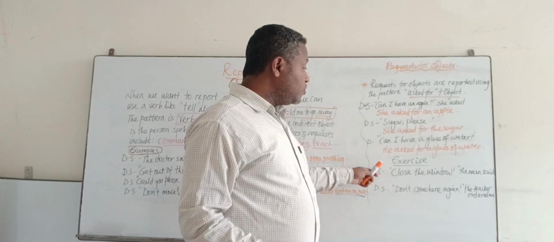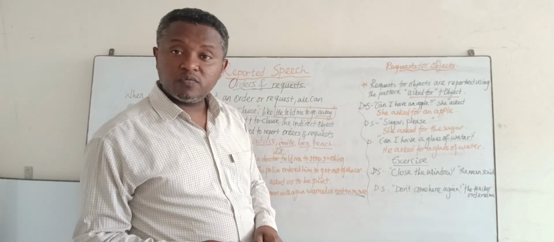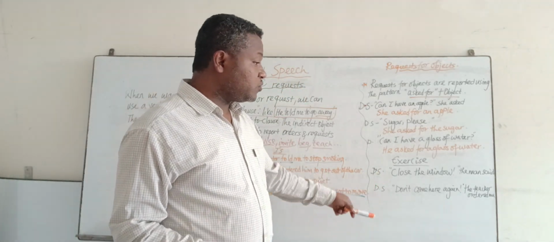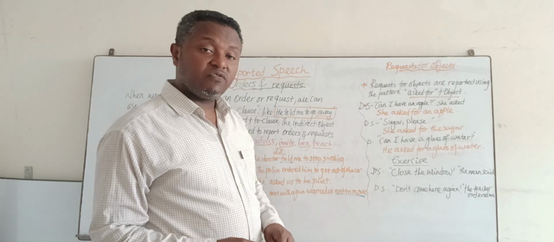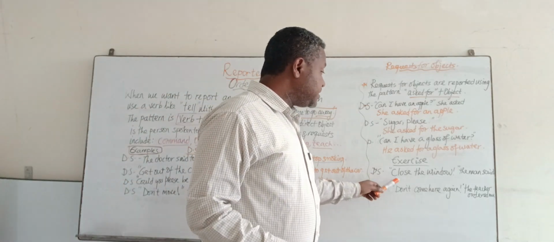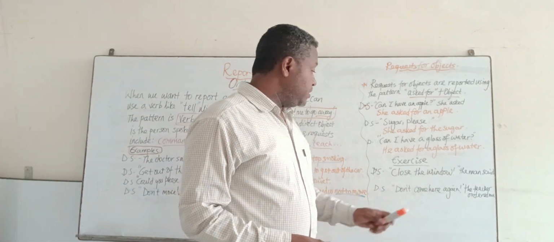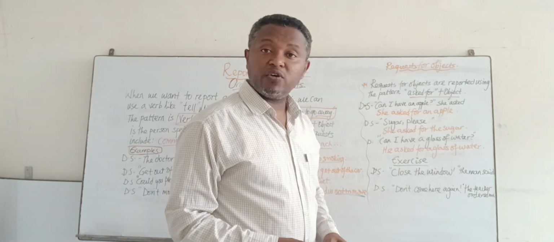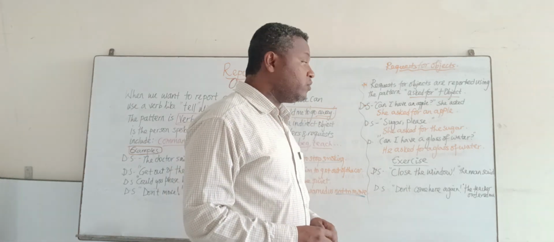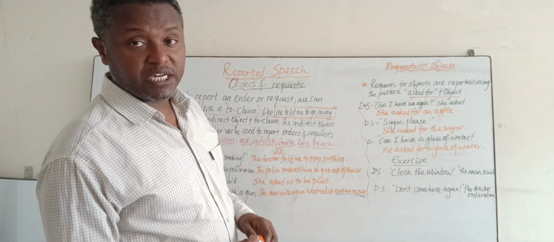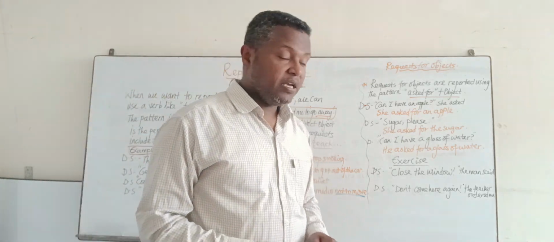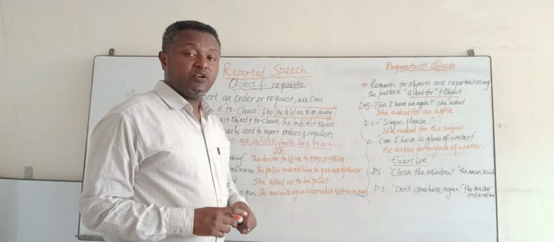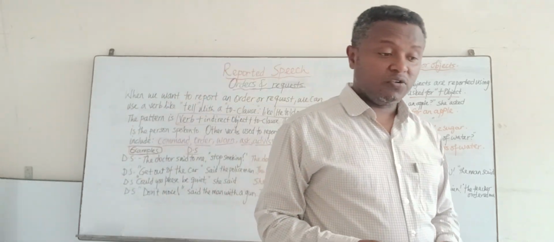All right. So here are two exercises. I want you to have a look at them. The first direct speech says, close the window. The second one is, don't come here again. How are we going to report this? Let me give you 2 minutes, and then we'll do it together and we'll wind up our lesson on this topic.